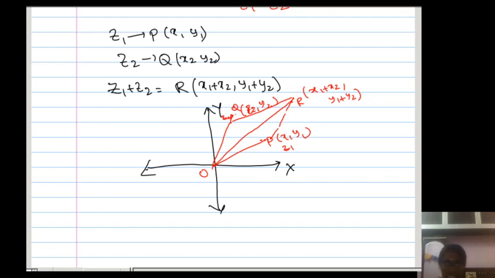What it represents is nothing but the sum of the two complex numbers. This is Z1, Z2, Z1 plus Z2. It represents the diagonal of the parallelogram formed by the two complex numbers Z1 and Z2. The sum Z1 plus Z2 represents the diagonal of the parallelogram formed by the complex numbers Z1 and Z2.